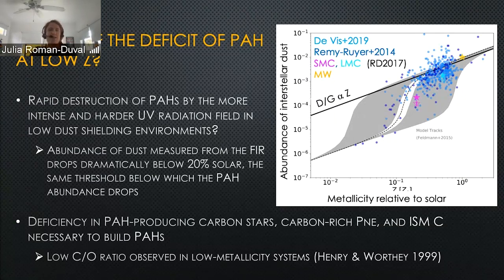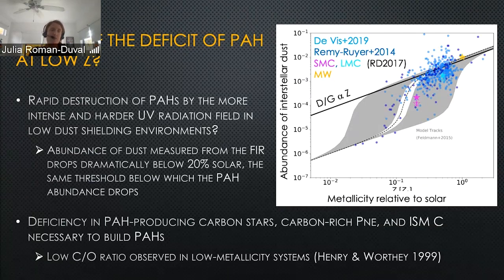So it's possible that the drop in the PAH abundance that happens at the same metallicity as the drop in the dust abundance is caused by the destruction of those PAH molecules by a very intense and harsh radiation field created by young massive stars due to the lack of shielding, right? Interstellar dust can shield interstellar clouds and PAHs from this very intense radiation and thus prevent their destruction. But in those low metallicity galaxies where there's very little dust, the radiation can travel through the interstellar clouds and destroy the PAH molecules. So that is one hypothesis.